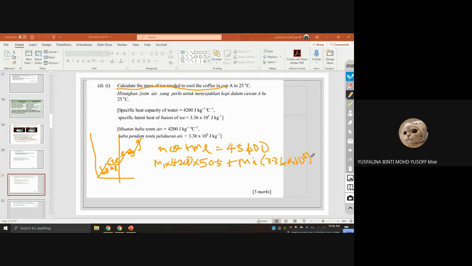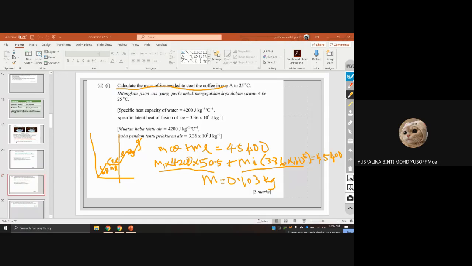Okay, so it's equal to 45,400. Okay, so try to solve it, right? So the answer should be M. Okay, mass of ice needed is 0.103 kg. Okay, just multiply that and then divide, right? Okay, got the value here, so just divide after that. So you got M is 0.103 kg.